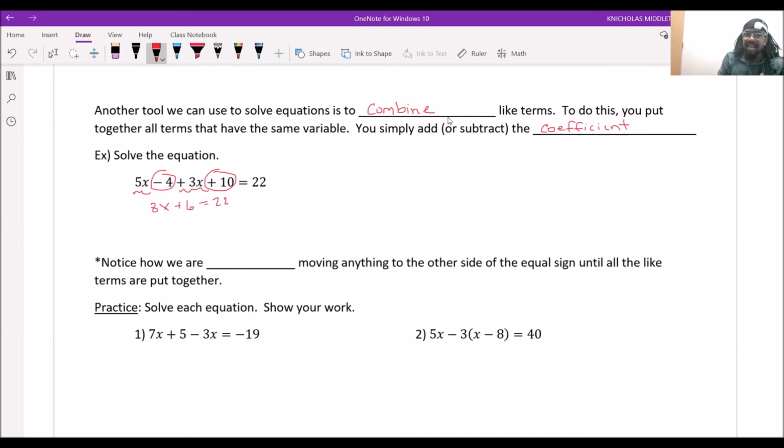So now I've combined my like terms to make this a little bit more simple in order for me to solve it. So now I can continue solving it. Subtract 6 from both sides. 8x equals 16. Divide by 8. X equals 2. Now we're not moving things to the other side until we put things together on one side. Okay, and that keeps our problems organized and efficient.